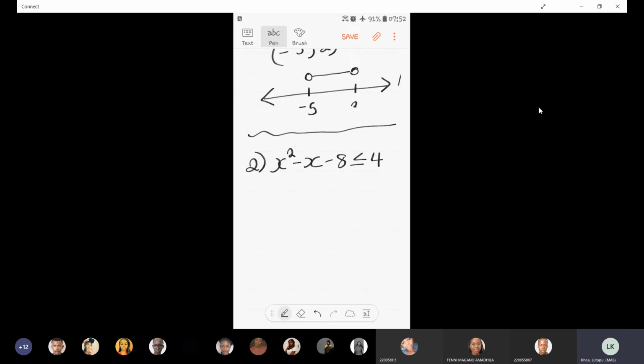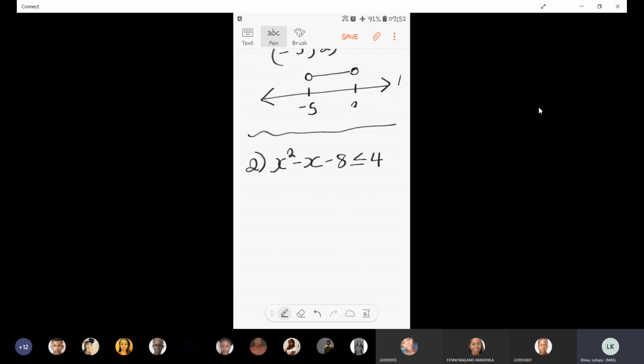And the last step is look at your question again. Is it less than 0? If it says less than 0, it means that you are looking for the column with a negative. If it is greater than 0, you're looking for the column that is positive. And that's it. Okay, so with this one here, it is not factorized, so I'll need to factorize it.